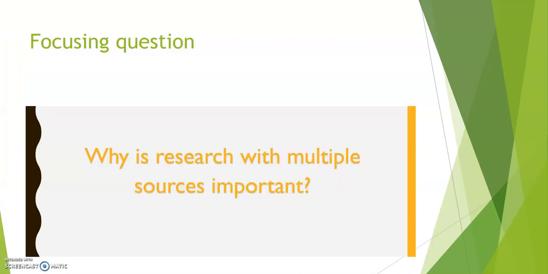I want you to think about this. Why is research with multiple sources important? Your teacher asked you that question last week to get your brain thinking about what multiple sources are and why you would need to use multiple sources. Think of those words. Multiple means more than one, and sources are places we can find information. So when you think of multiple sources, that means using several different places to find information.